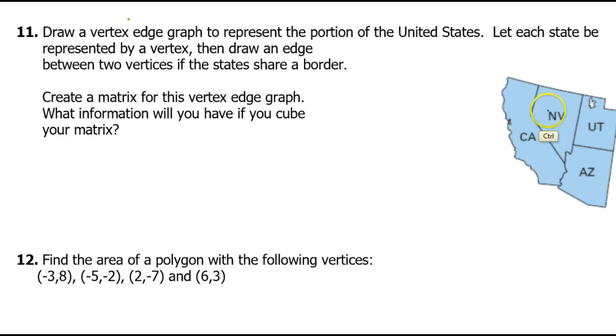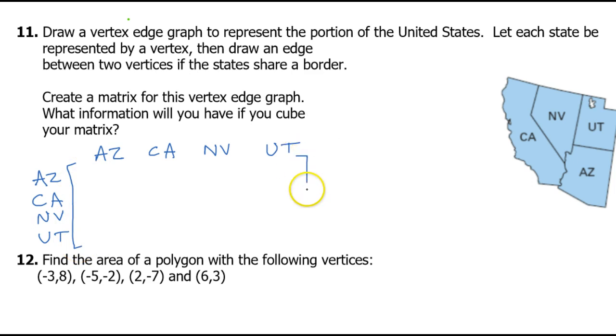All right, for number 11, let's see, I have Arizona, California. I'm trying to kind of put these in alphabetical order. California, Nevada, and Utah. So it's AZ, CA, NV, and UT.